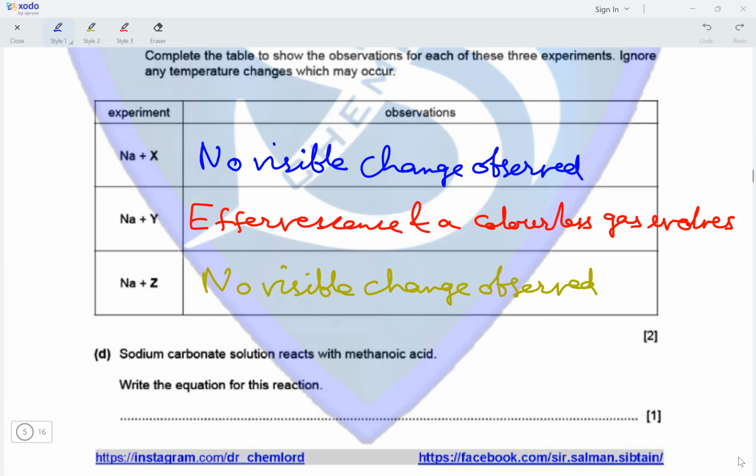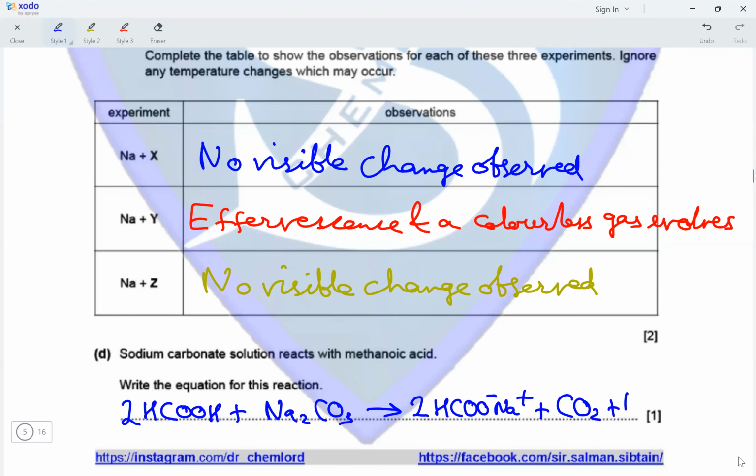Sodium carbonate solution reacts with methanoic acid. Write the equation for this reaction. So methanoic acid is HCOOH and sodium carbonate would be Na2CO3. According to the molar ratio, we would need 2 moles of HCOOH. This would give us 2 moles of HCOO⁻Na⁺. It would give us 1 mole of CO2 and 1 mole of H2O. So this is the equation for the reaction of methanoic acid with sodium carbonate.